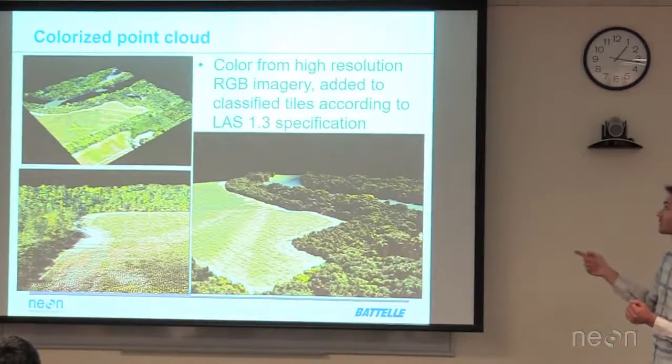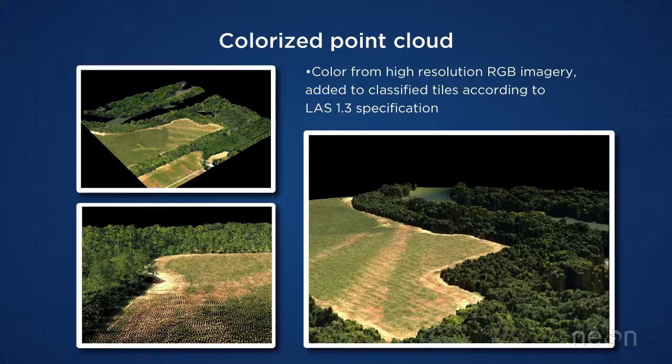And then we also colorize the point cloud. We take the high resolution camera imagery and apply the RGB colors to the point that overlaps on that image. So you can get a full color 3D model of each of our sites with these. And this is part of the classified point cloud.